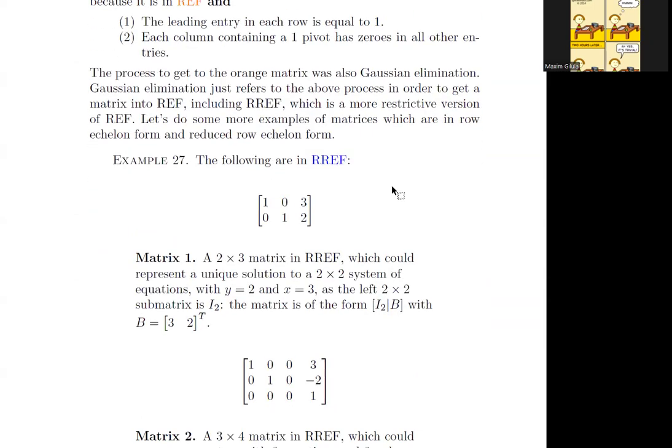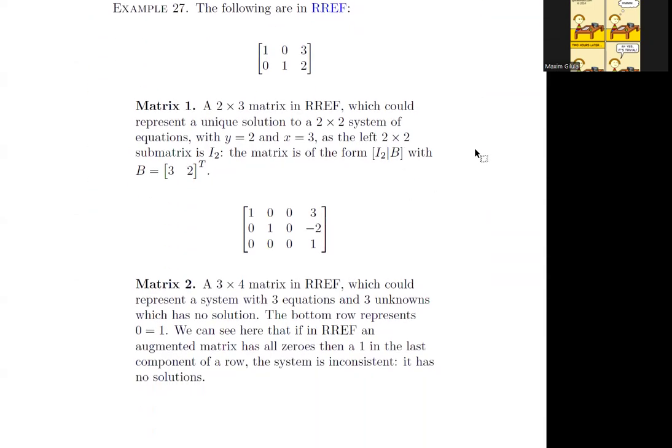So here are some examples of more matrices in RREF. Here's a 2 by 3 matrix. It doesn't need to be an augmented matrix. We just need leading 1s. We need zeros in the columns where there are these pivots, leading 1s. And we need all 0 rows to be at the bottom. And we need the pivots to be to the right of each other going top to bottom. So this is in RREF. And notice that we still have a 3, 2, so not all columns have zeros, only the ones with pivots. So this is matrix 1. We'll refer back to it later.